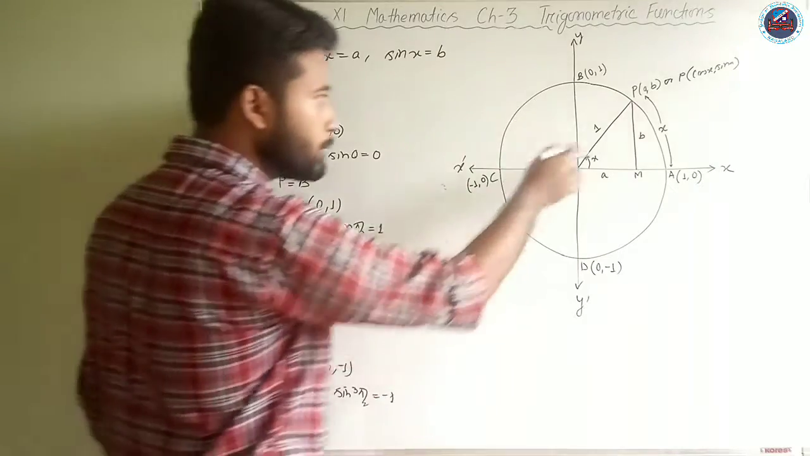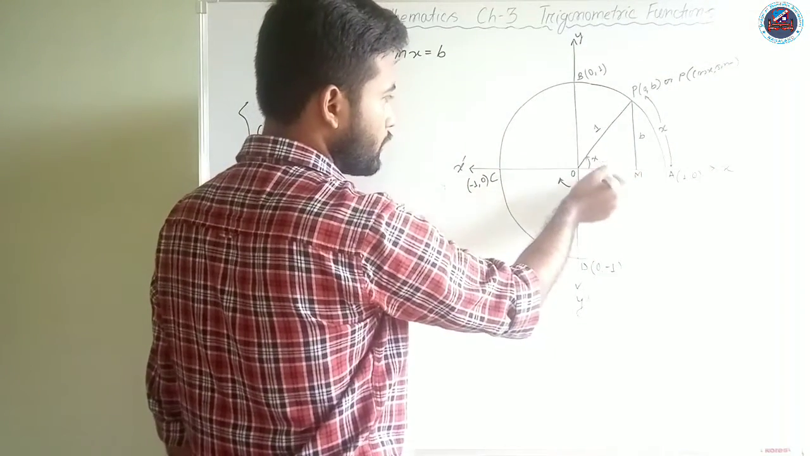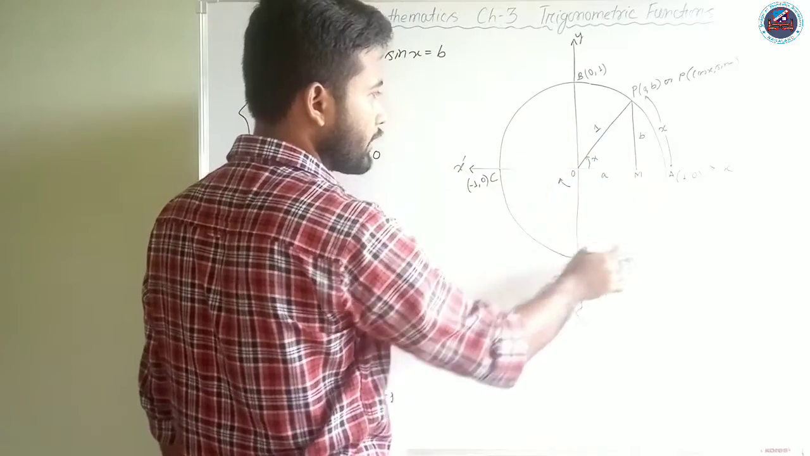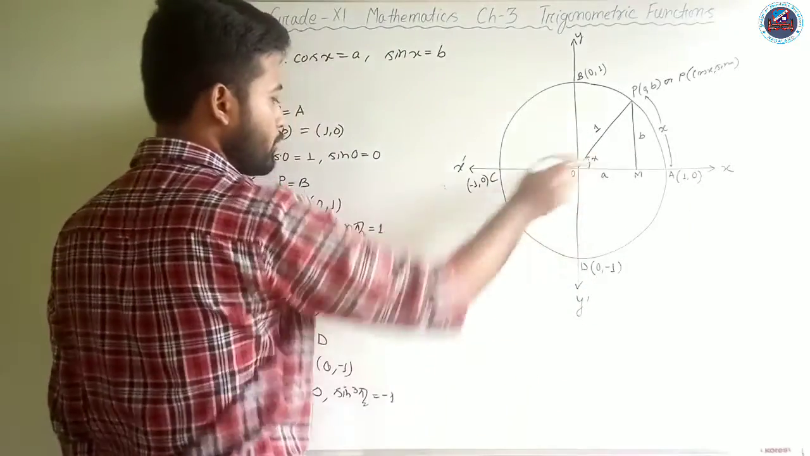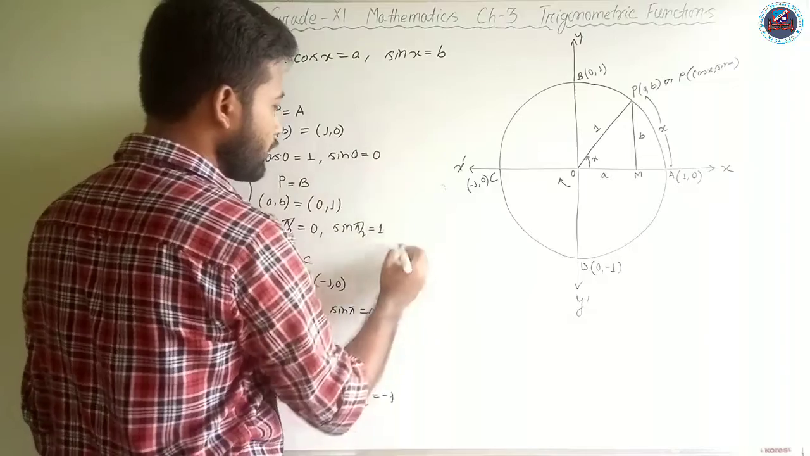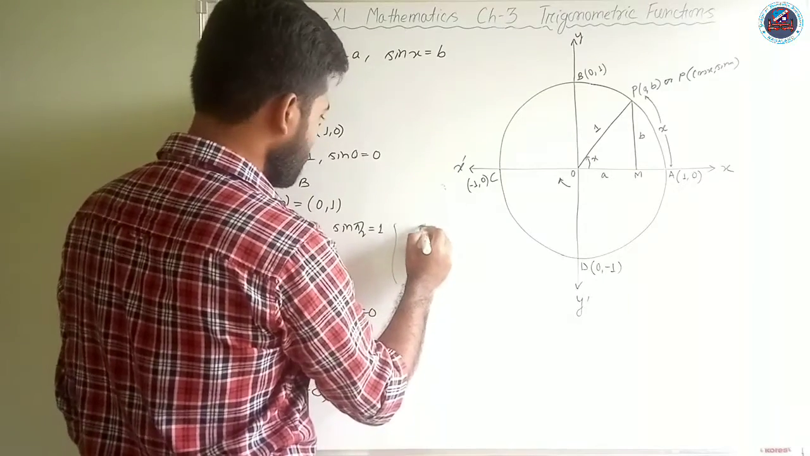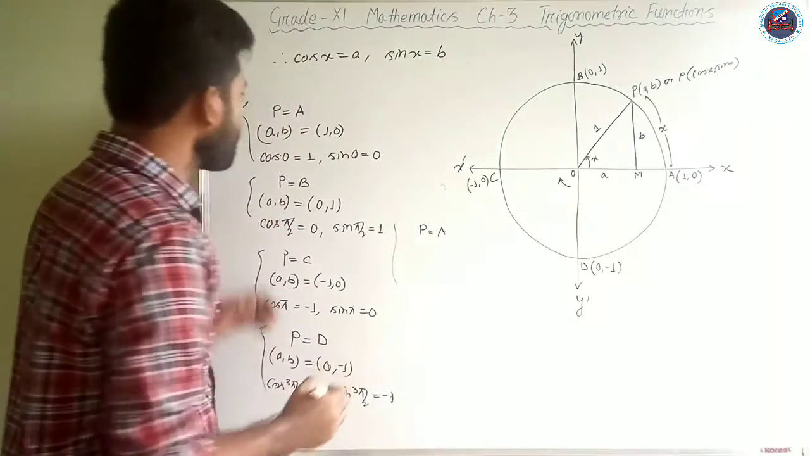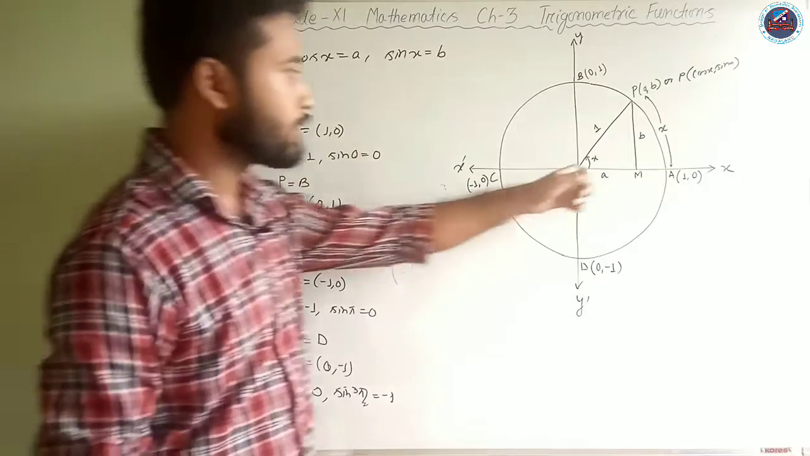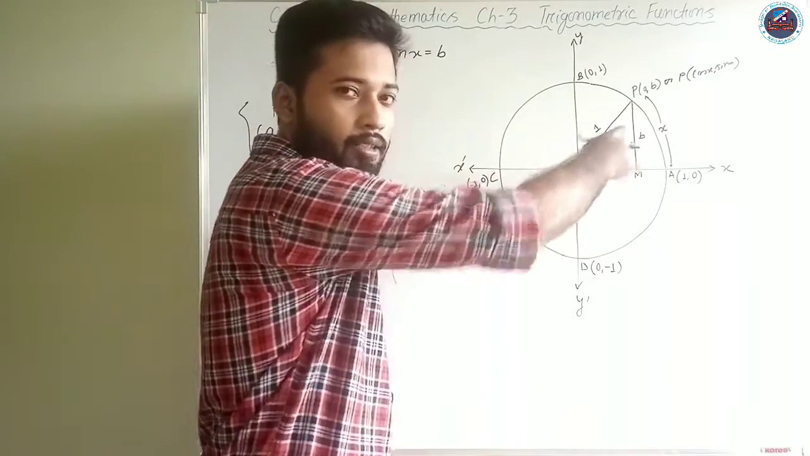Now again, if we move, like we have taken this point, and again we reach the initial point, that will be equal to 2 pi now. So when P is equal to A again, then instead of considering it as the angle 0, we can take it as a complete angle, that will be the same.